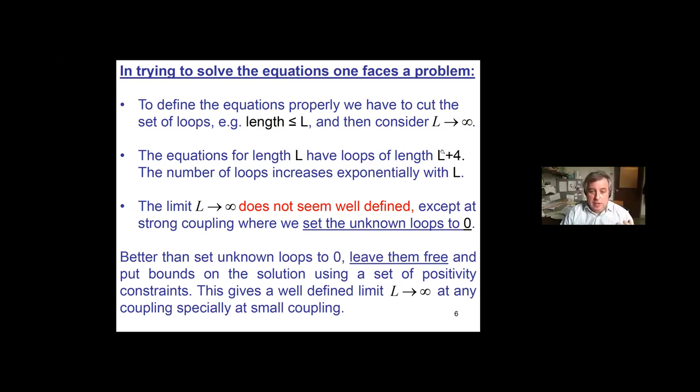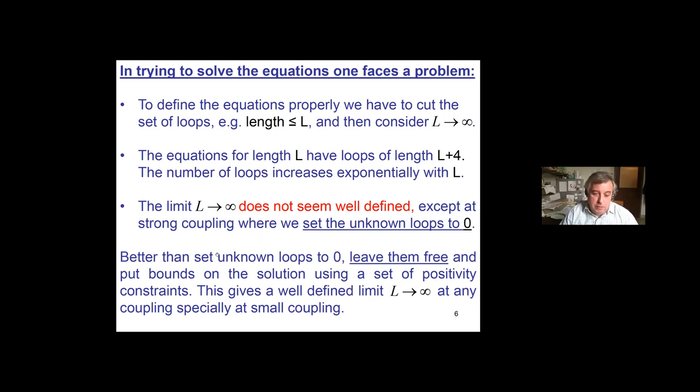And that means that you have more variables than equations, and it's highly undetermined, and you have an infinite number of solutions. So this limit L goes to infinity is not well defined. One thing you can do is to set these larger loops that you don't know to 0, but that's only good at strong coupling.